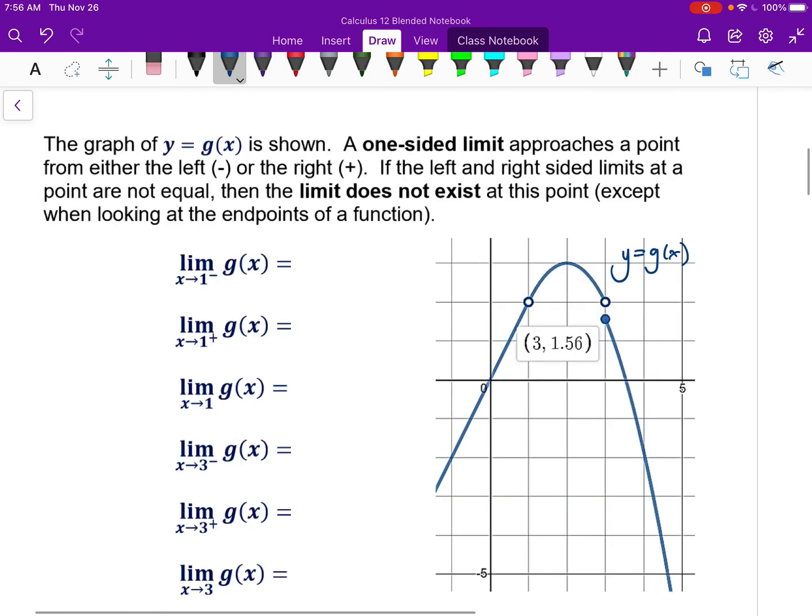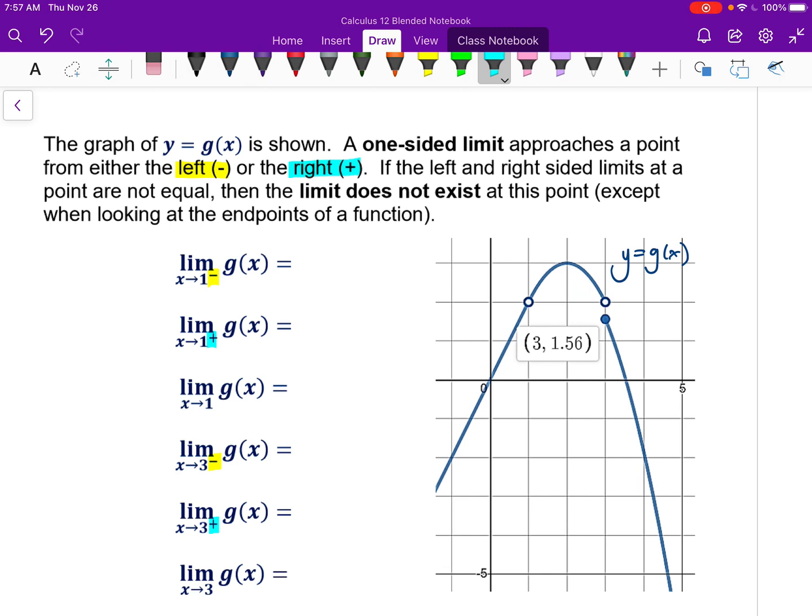Notice these limits here have either negative signs or plus signs in superscript, which looks like an exponent. So these represent what we call one-sided limits, which is the exact same idea, but we're focusing on just as we approach from one particular side. If we see a negative sign, that means we're approaching from the left. If we see a plus sign, that means we're approaching from the right.